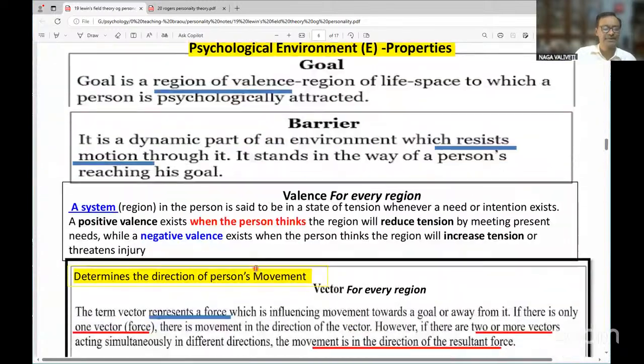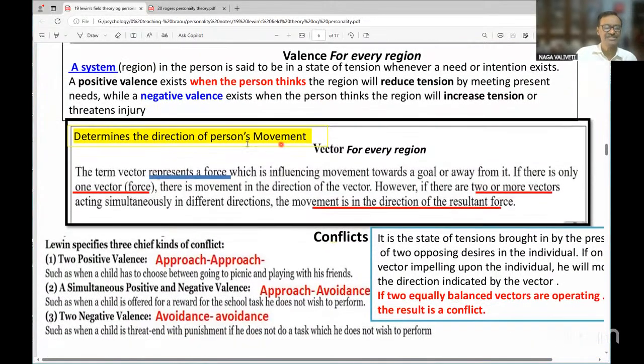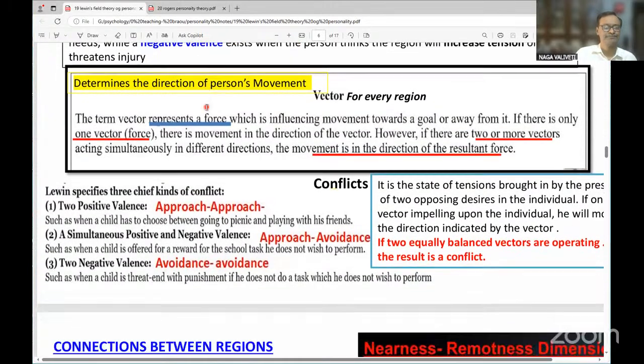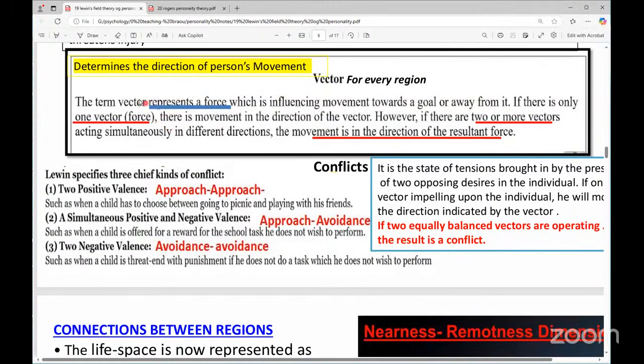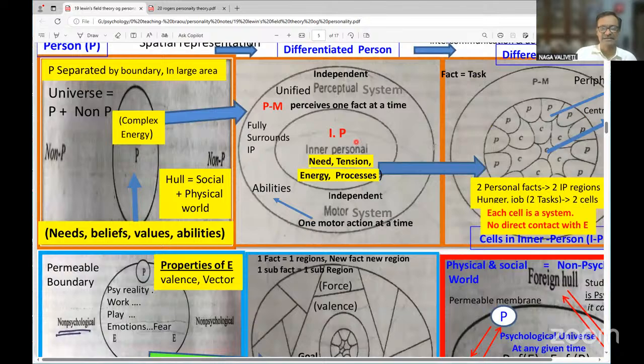Then coming back to barriers, we will explain that later, the resisting forces. Valence is there for attraction and repulsion. This is positive valence, which fulfills your need, or which reduces the tension. There is negative valence, which increases the tension or opposes or threatens. So the vector is the force, which determines the direction of the movement here.